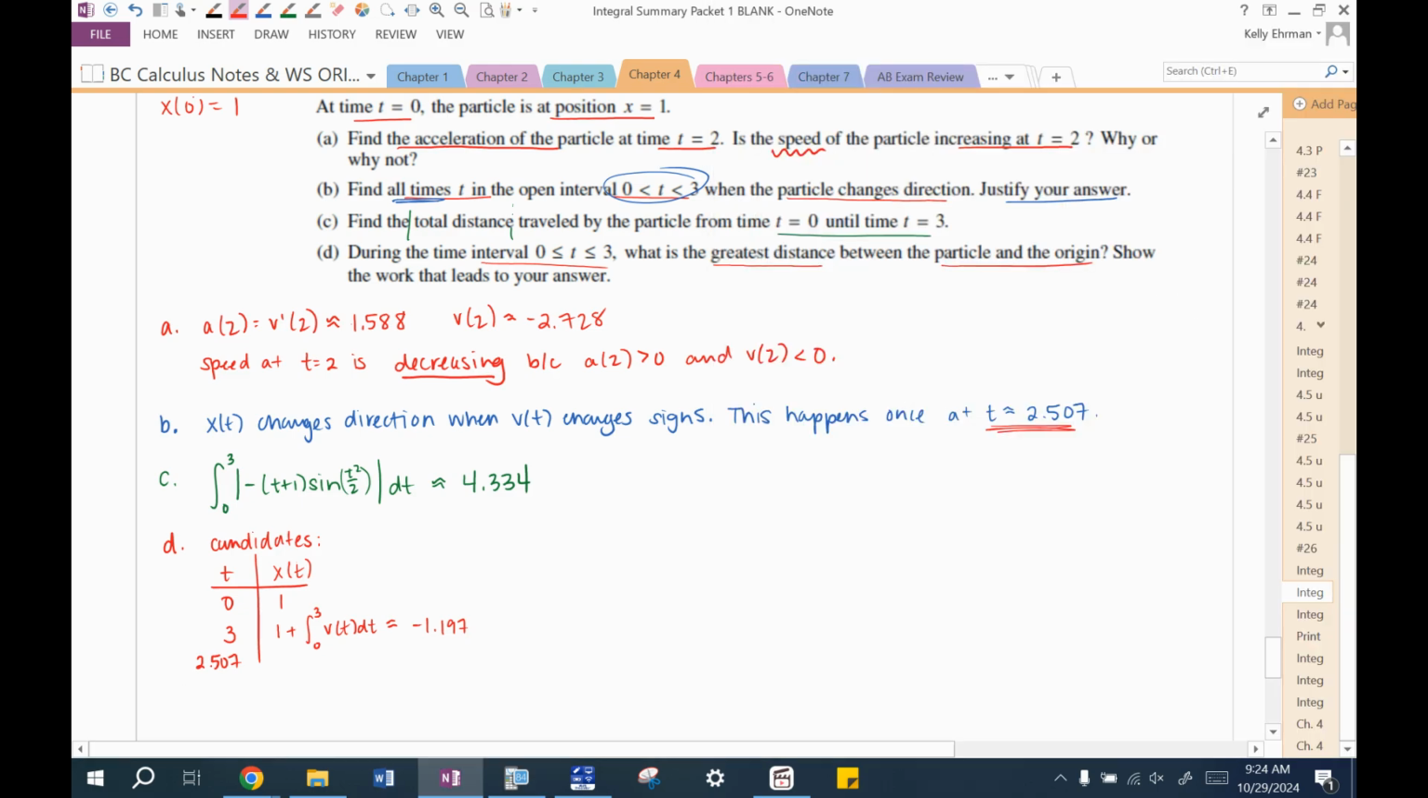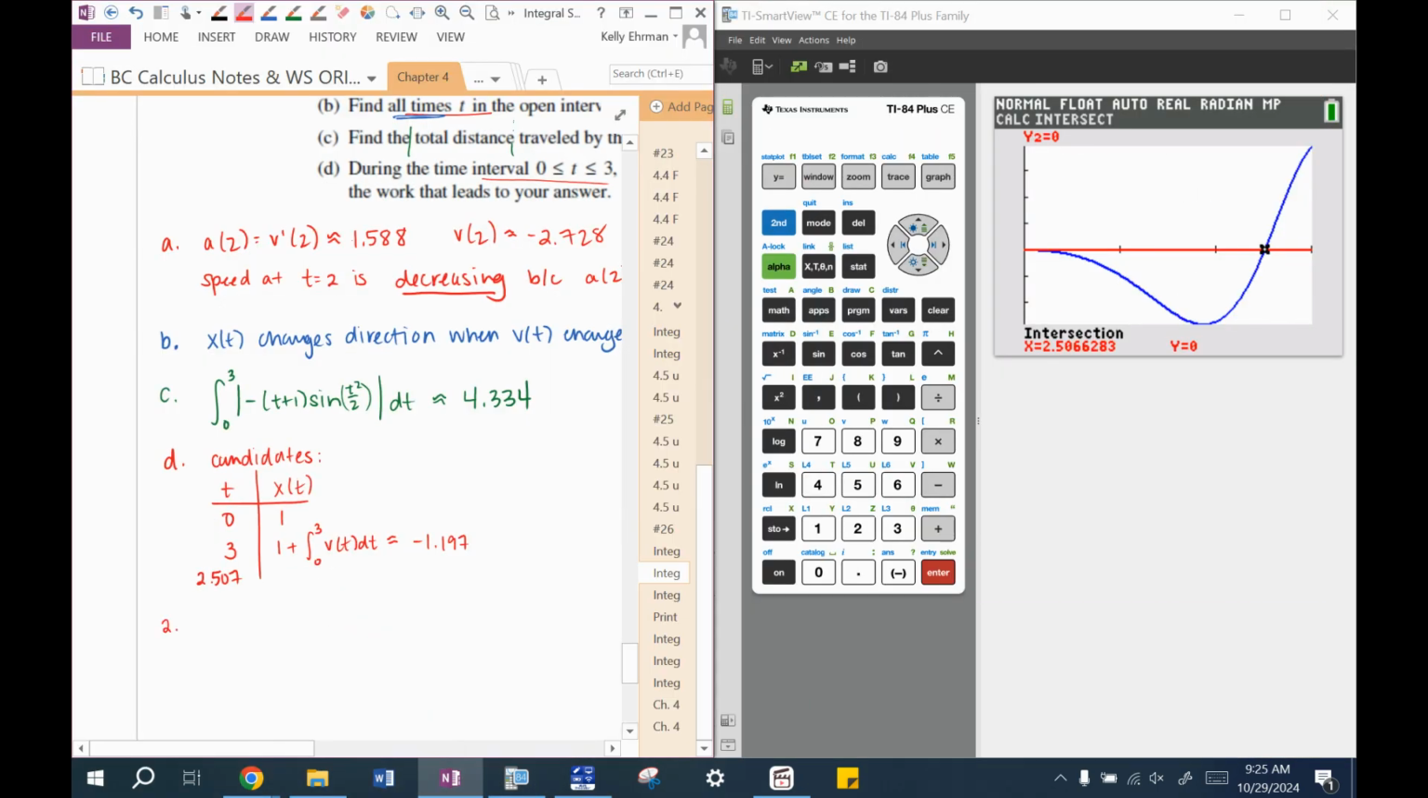So it was really 2.5066283. So when I integrate this one, it's going to be, okay, start at x of 0, add the integral from 0 to 2.5066283 of v of t dt. And what does that come out to?